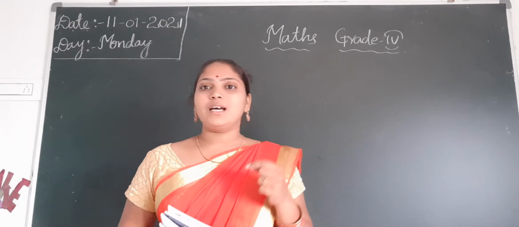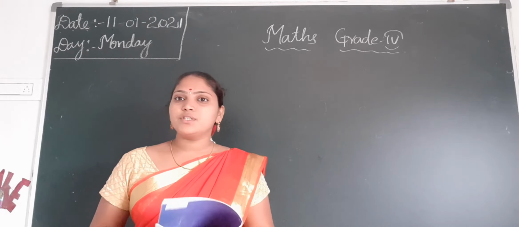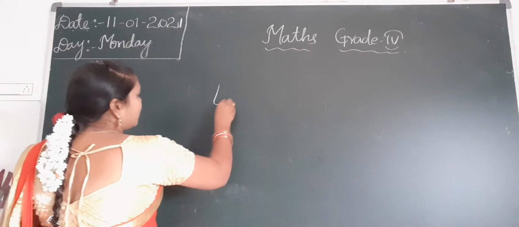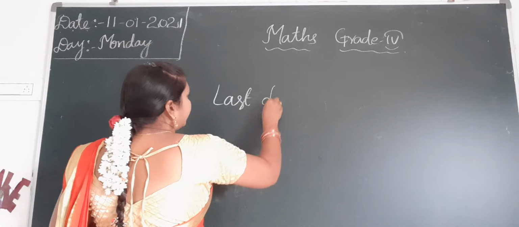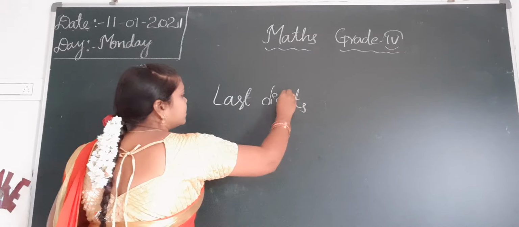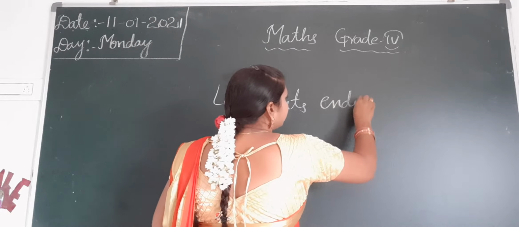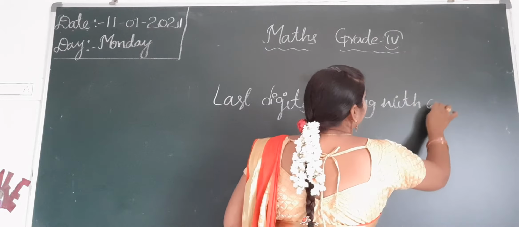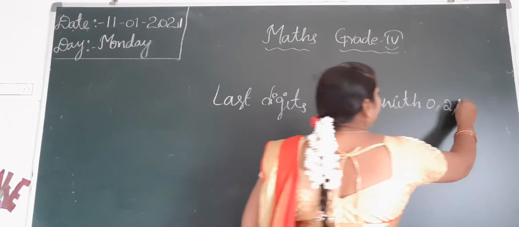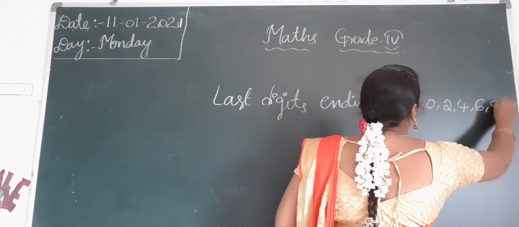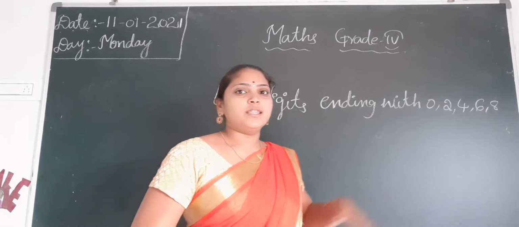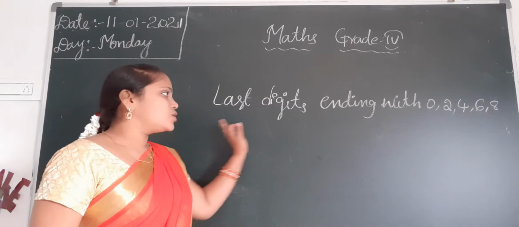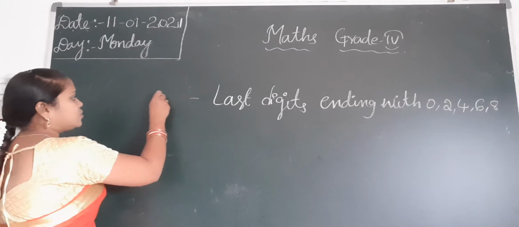First I will ask one question, children. What is the divisibility rule of 2? The last digit is ending with 0, 2, 4, 6, 8. So what are these, children? These are our even numbers. So the divisibility rule of 2 is that the last digit ends with an even number.